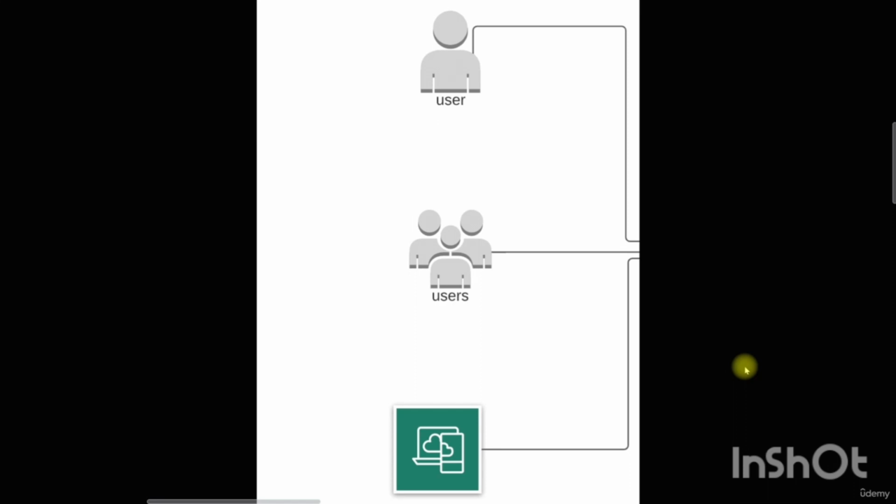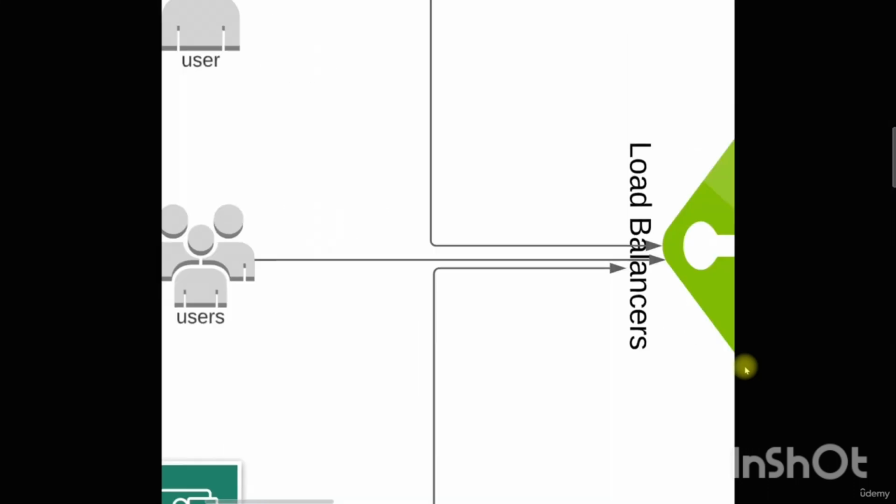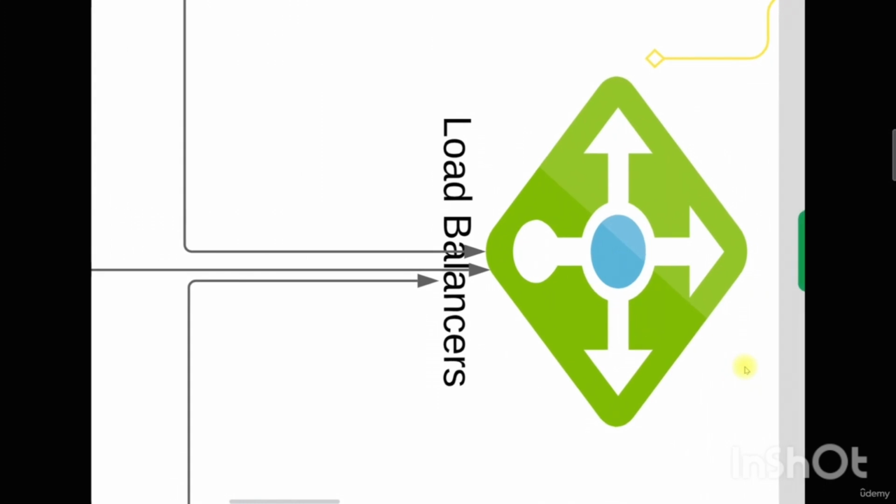Okay, so the user opens the browser or the app. In the browser, the user will enter the URL. But in this project, we don't have a URL, we have an IP address. In the next project, we'll see how to set up a URL. But now the user will open a browser and enter the IP address. This is the IP address of a load balancer.